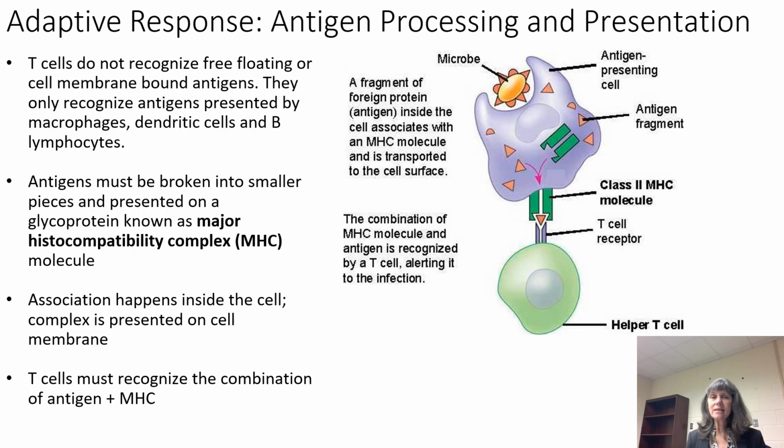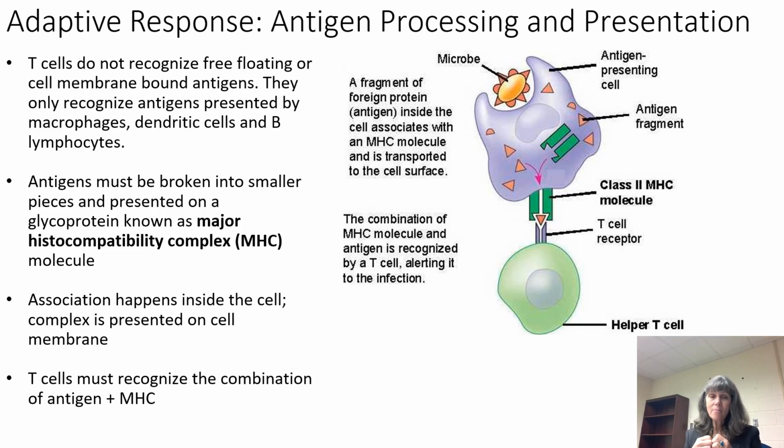Now, T cells are incapable of recognizing free-floating or cell membrane-bound antigens. They only recognize antigens that are presented to them by macrophages, dendritic cells, and B lymphocytes. So those cells are capable of engulfing pathogens, which we see in this picture. We see a microbe being engulfed by a macrophage.